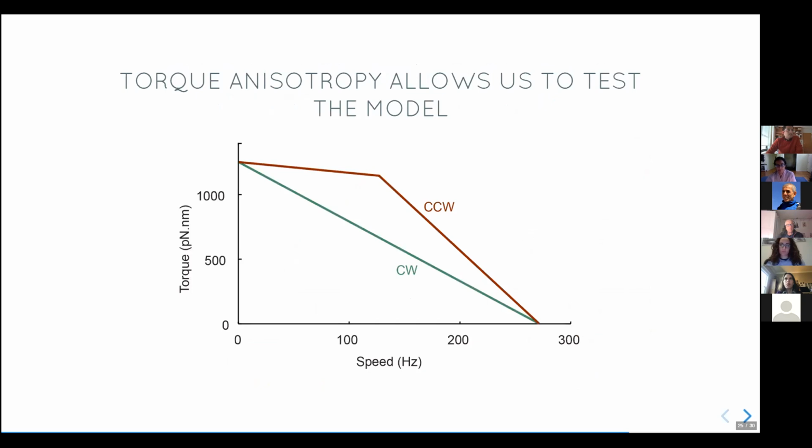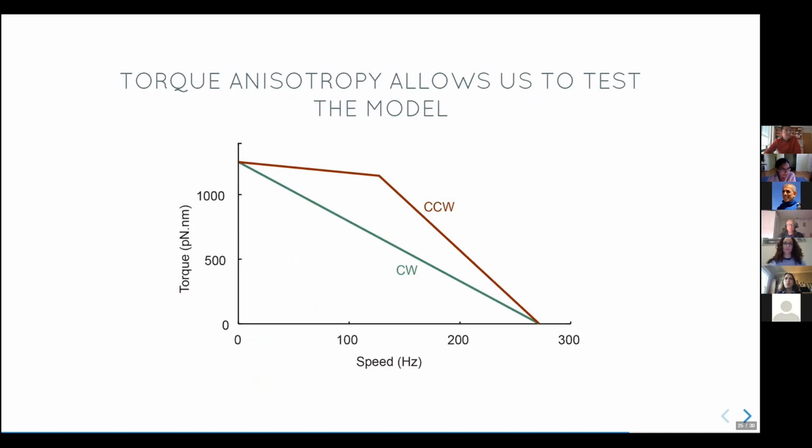And to take it one step further, we actually wanted to also test this model. Going back to this torque-speed curve, there is an anisotropy between the clockwise and counterclockwise motors, which allows us to test this model quantitatively, because we know that the clockwise motor produces much smaller torque than the counterclockwise motor. So if we do the same experiment on clockwise motors and then compare the data, we can test this model.